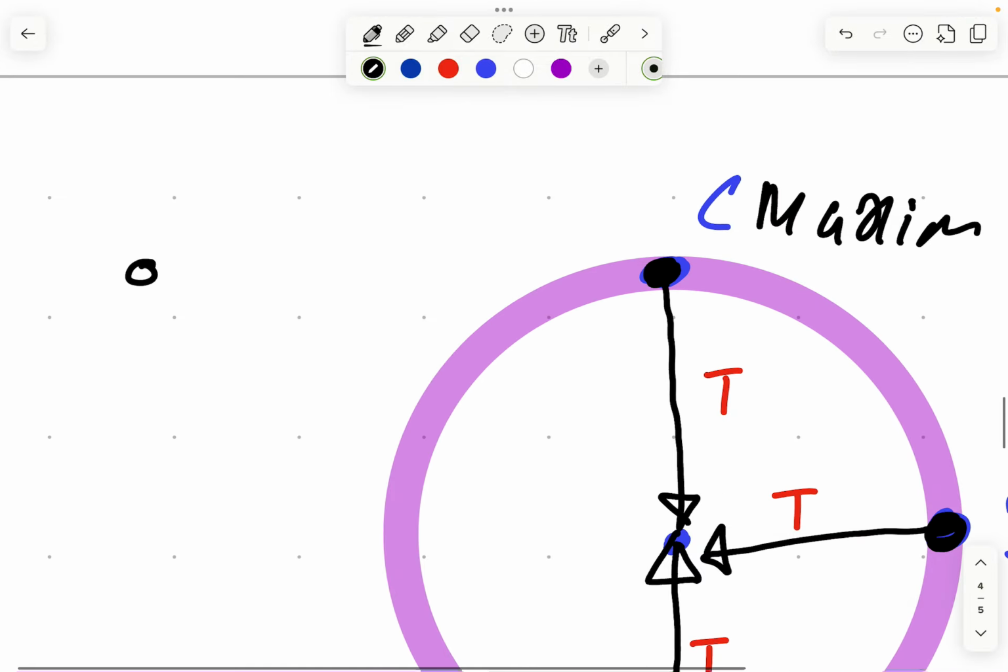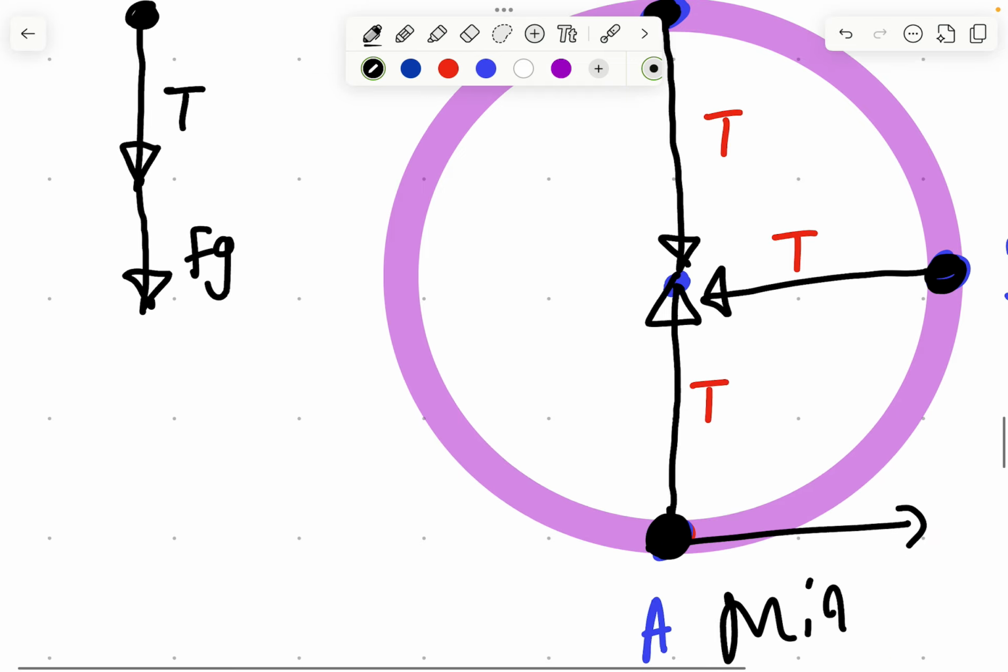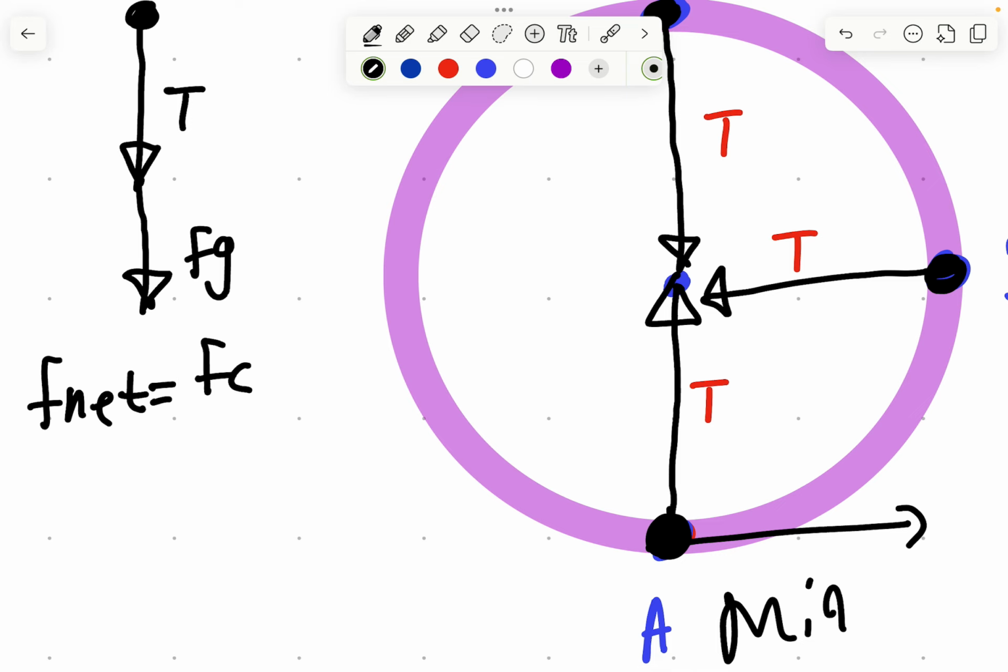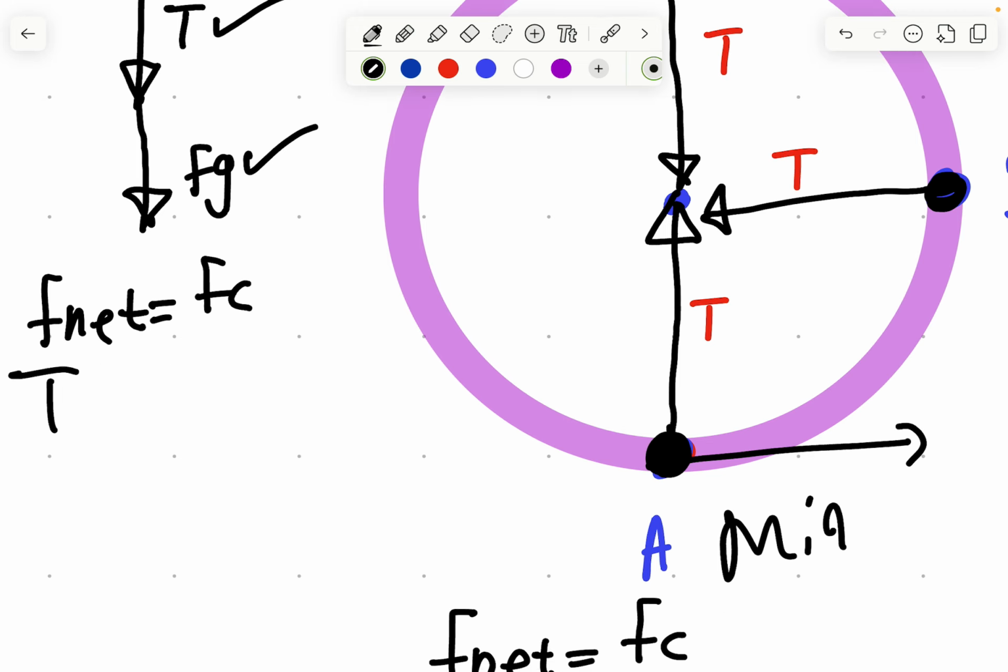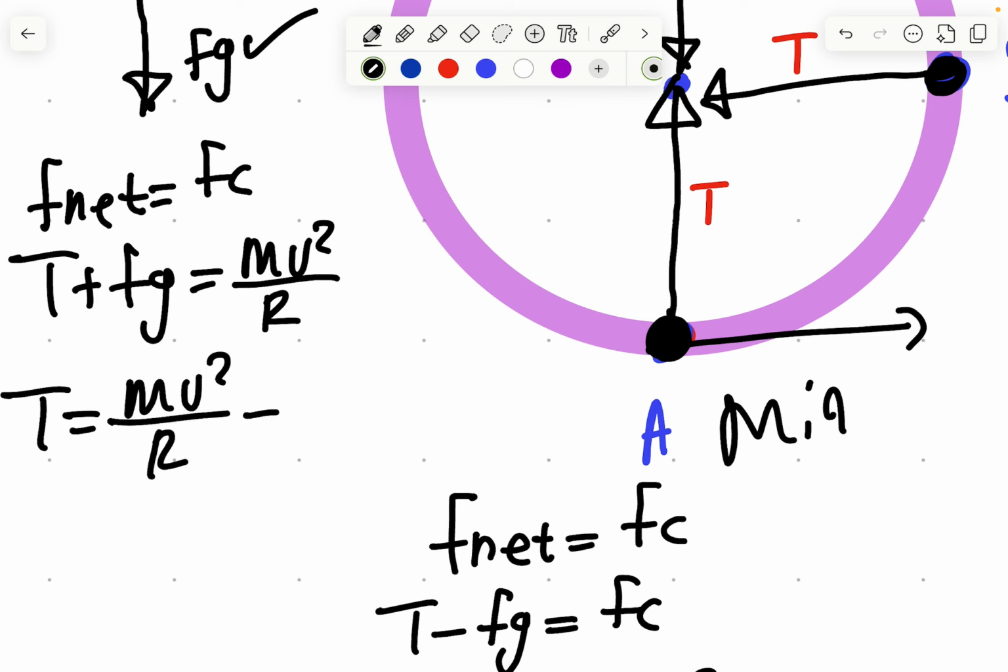The free body diagram at the maximum point is going to be like this. We have a tension going downwards. We have a force of gravity going downwards also. So we know F net equals centripetal force. We choose the force going to the origin to be positive. For now, the tension is going to the origin and the Fg is going to the origin, meaning tension plus Fg equals mv squared divided by your radius. Tension equals mv squared divided by radius minus your Fg, which is the same as mg. This is how you calculate the tension at the maximum point.